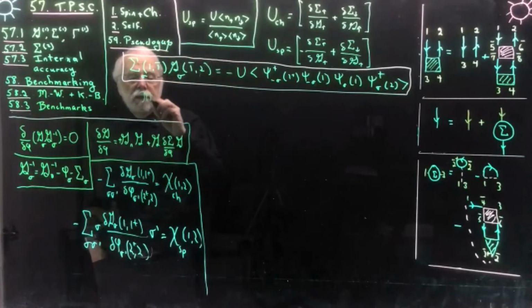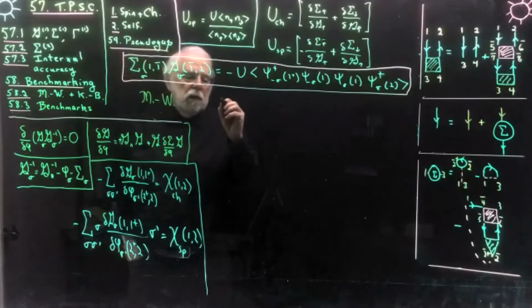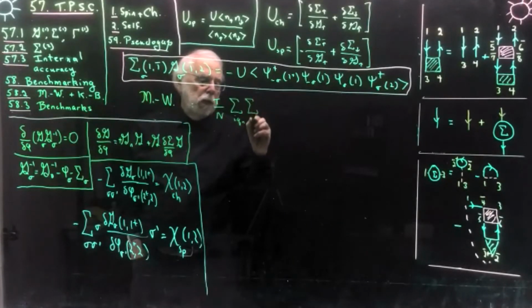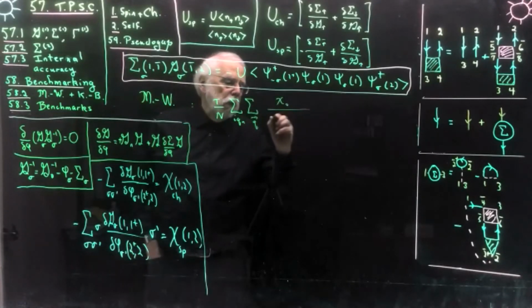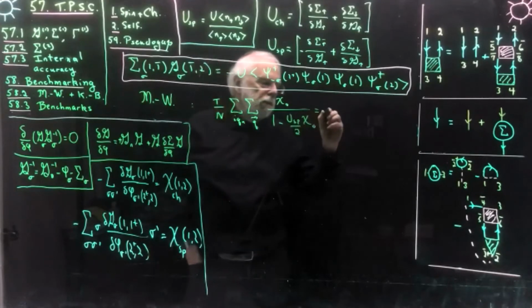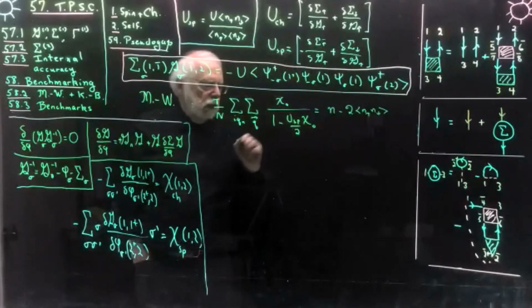So, Mermin-Wagner theorem. We have this T over N, sum over iΩn, sum over q of χ0 divided by 1 minus U_spin over 2 χ0, is equal to N minus 2 (up and down). Now remember that the χ0 is this.